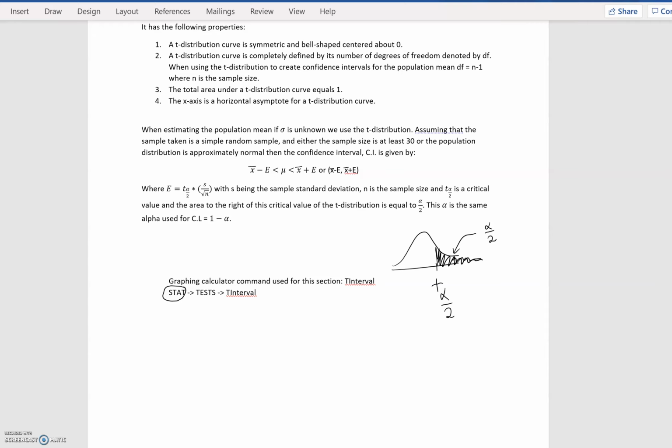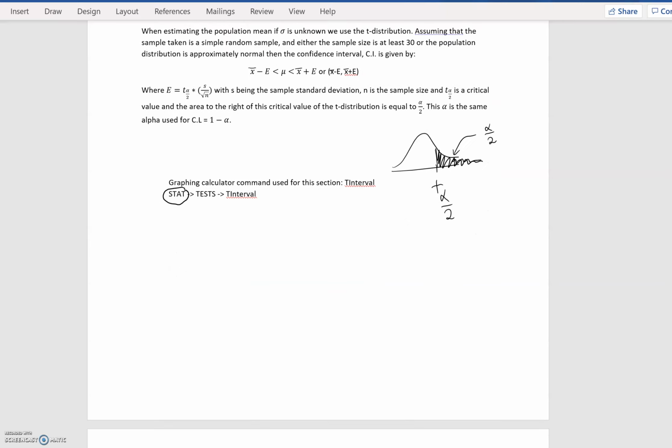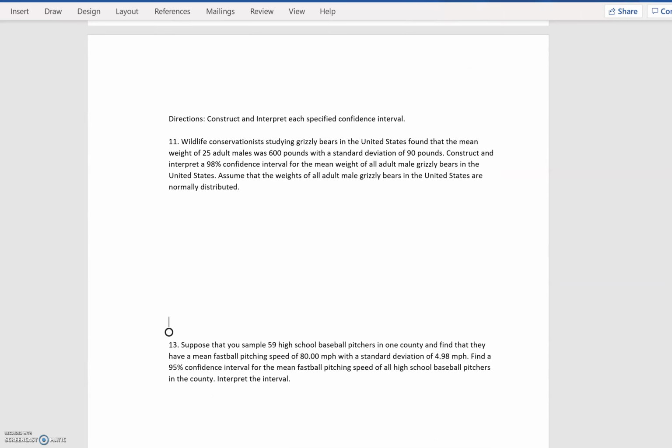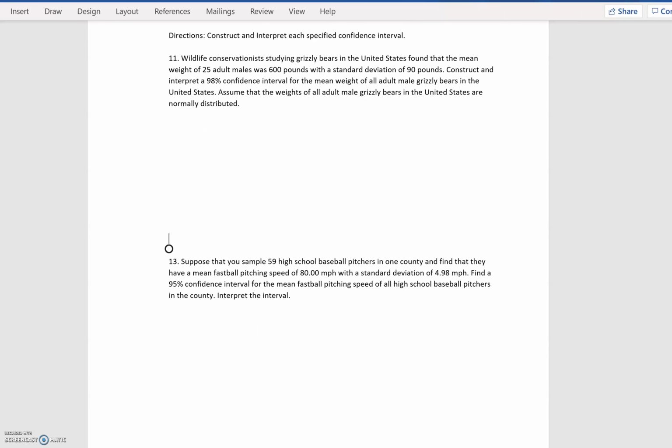The graphing calculator command that we're going to be using for this section 8.3 is t-interval. To access this command, you need to hit the Stat button on your graphing calculator, go to Tests, and scroll on down to t-interval. Let's take a look at the problems. In these problems, we need to construct and interpret each specified confidence interval.